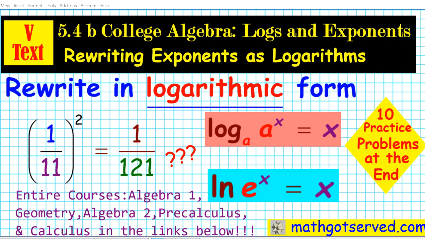In this clip, we're going to be going over section 5.4b of our virtual college algebra text on logarithms and exponents. In this presentation, we're going to be taking a look at how to rewrite exponents in logarithmic form. A sample problem that I'll be attacking in this presentation is depicted here. We're to rewrite in logarithmic form the exponential equation 1 over 11 squared equals 1 over 121.